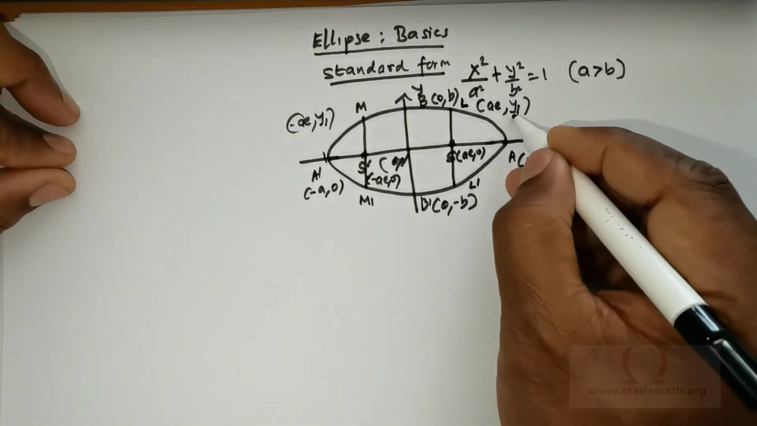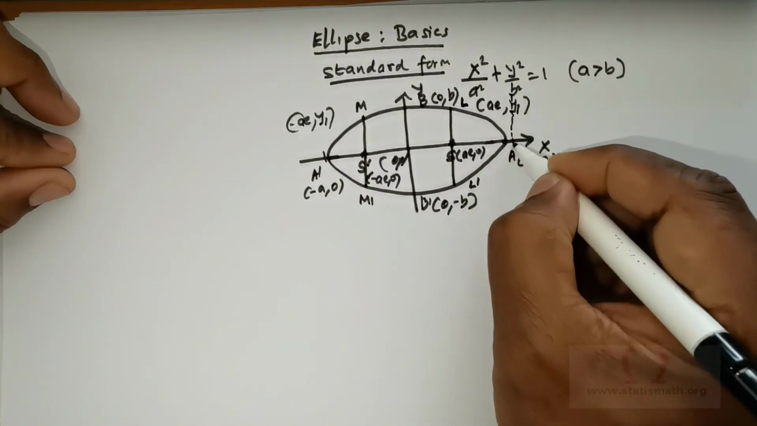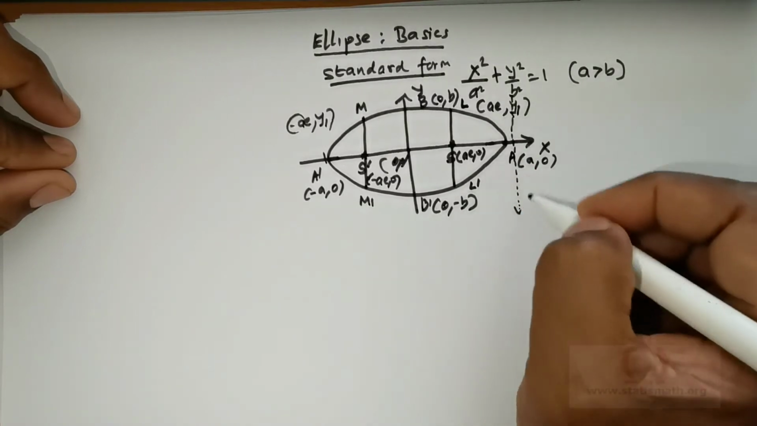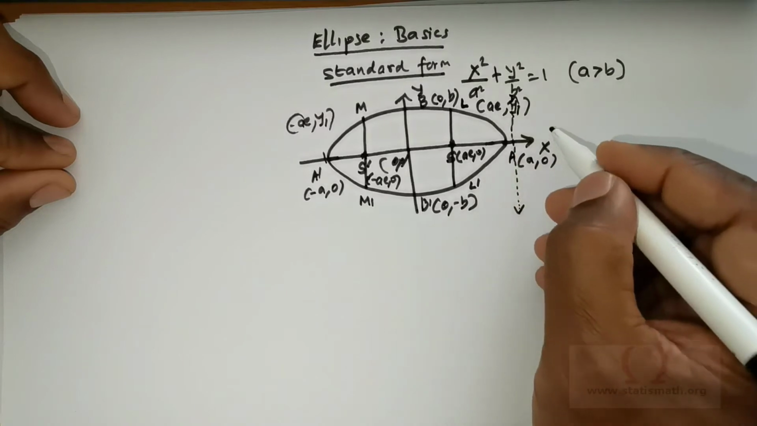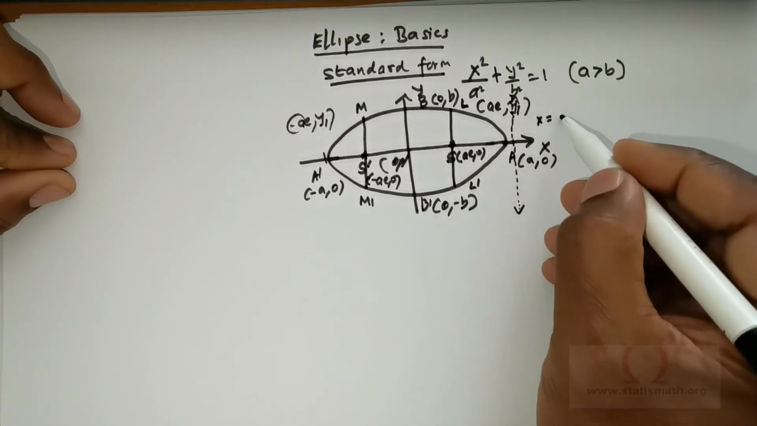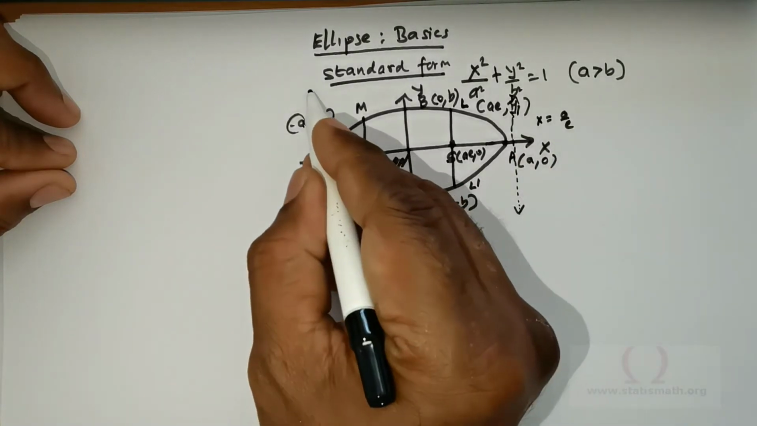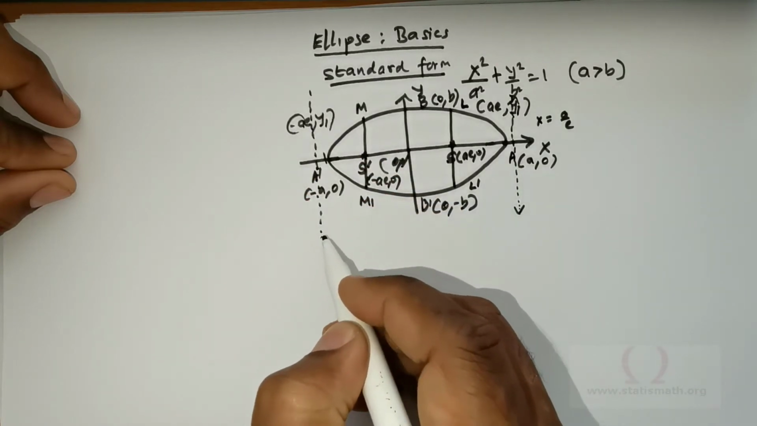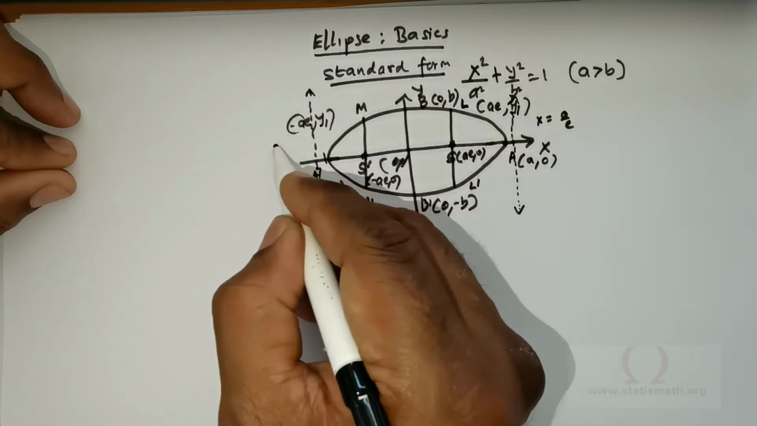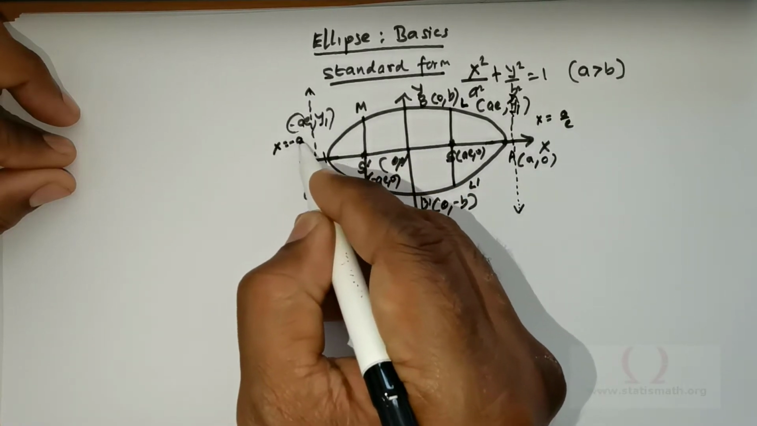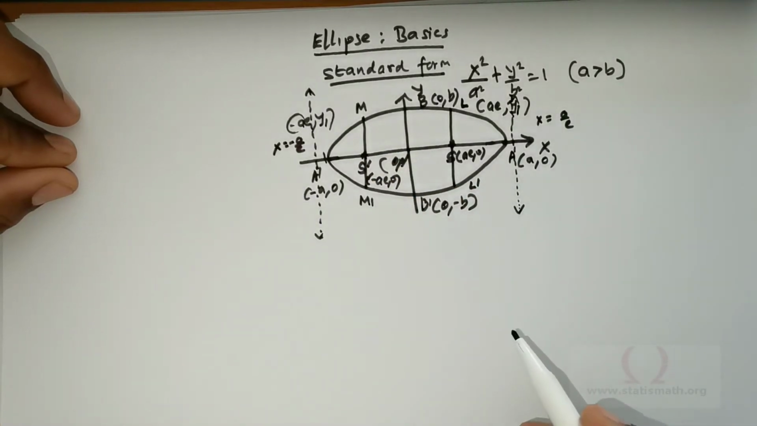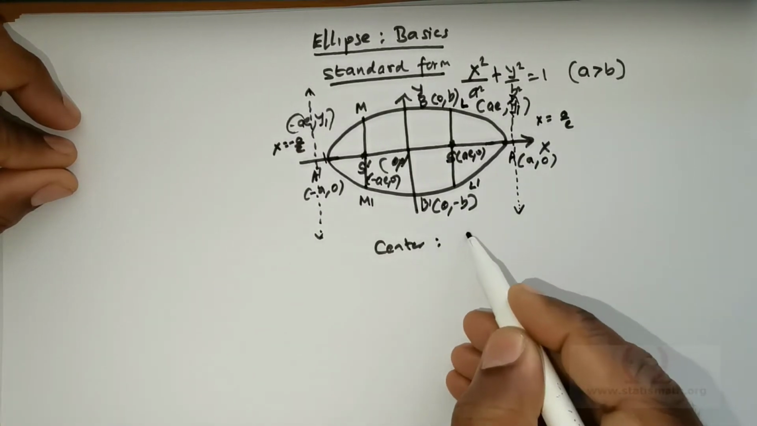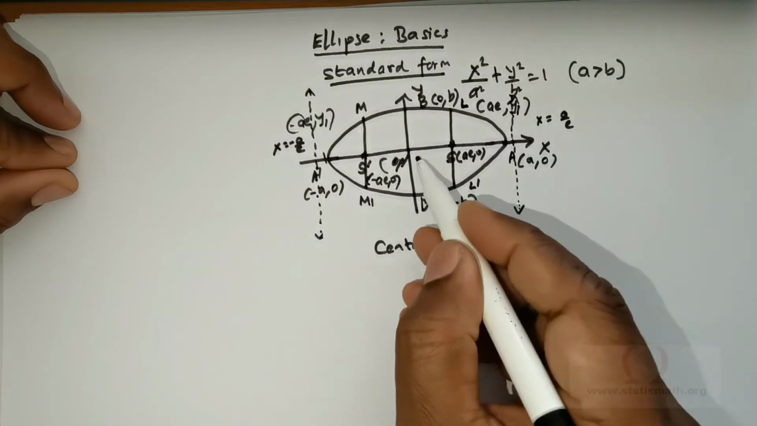Now there is also a directrix for the ellipse. I'm drawing the directrix here. Okay, and the equation of the directrix will be x is equal to a over e on this side. Similarly there is a directrix on the left, and that's going to be x is equal to negative a over e. So the center of the ellipse is located at 0, 0.